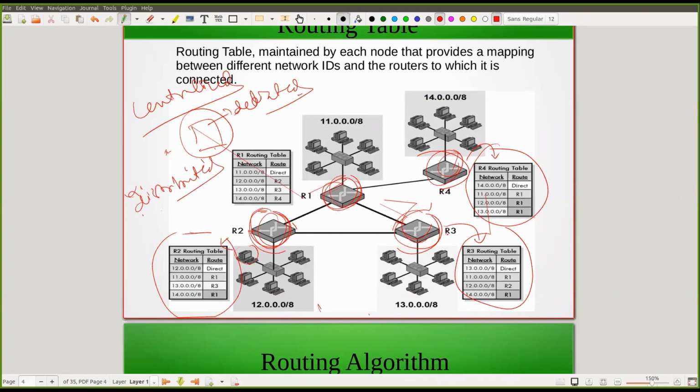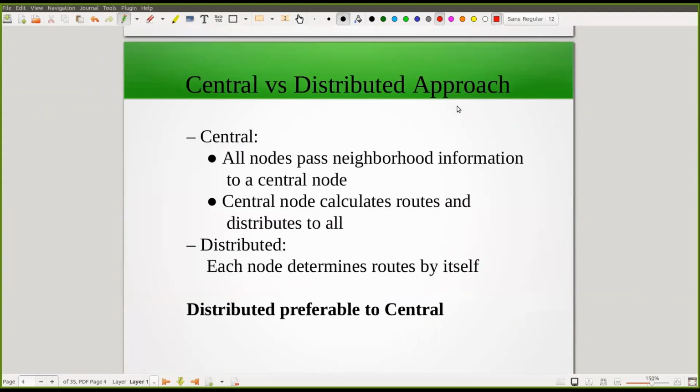Can anybody think, just apply your logic, what if this server fails? Let's say this server goes down. As it is a centralized machine, the whole communication goes down. Let's say some router requests the routing table at its end, but the server is down, so no routing is going to happen. The whole communication is down. So if the centralized server goes down, distributed is preferable to centralized. That is the reason why centralized is not preferred, rather the distributed approach is preferred.